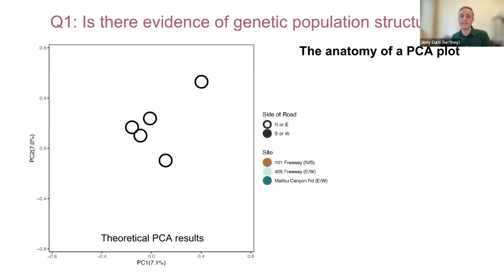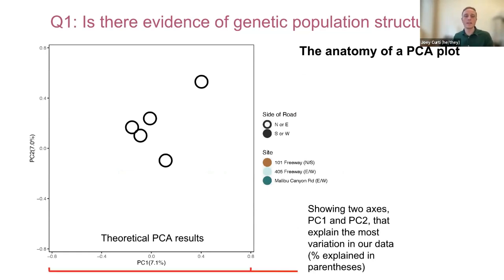And so thinking about what a PCA result might look like, this is just some theoretical data, and I'll walk you through what to expect. Along each of these axes, the X and the Y, we see what are called principal components. These are just one of, for example, the columns of the data that explain a certain amount of the variation in our genetic data. And so we have principal component 1 and principal component 2. And you can see in parentheses how much of the data variation we explain by this axis. Typically for genomic data, it's quite low, but it is enough to visualize different patterns.